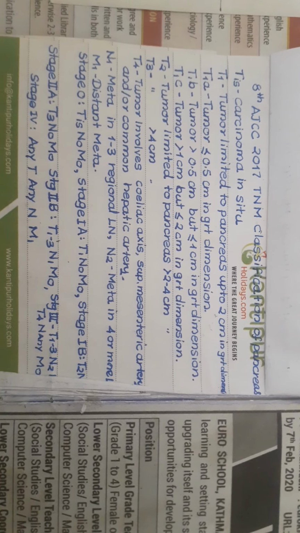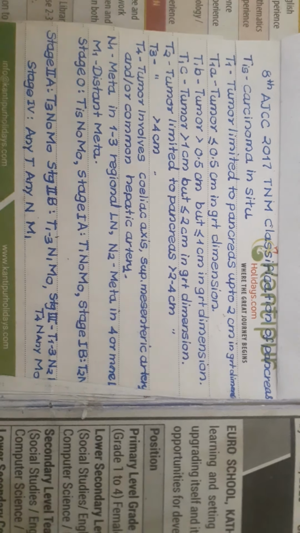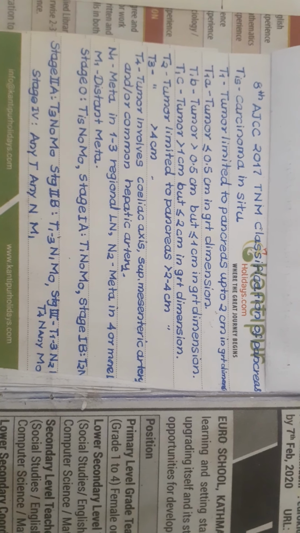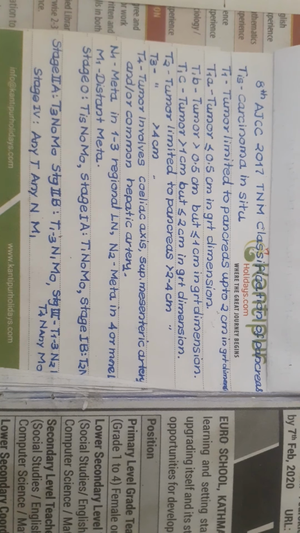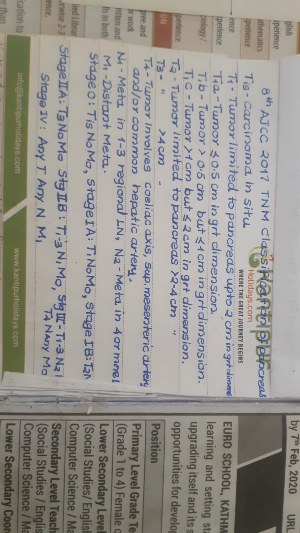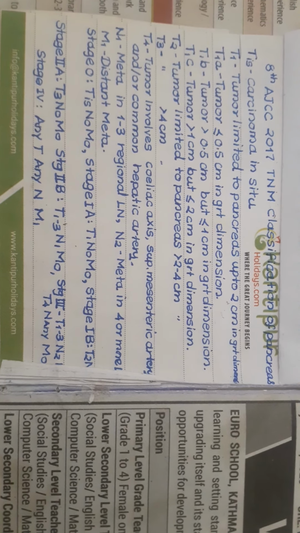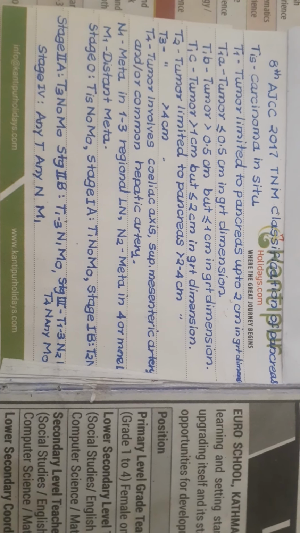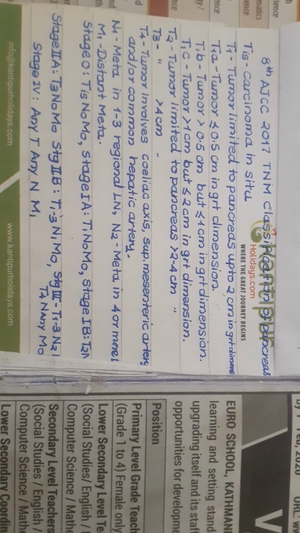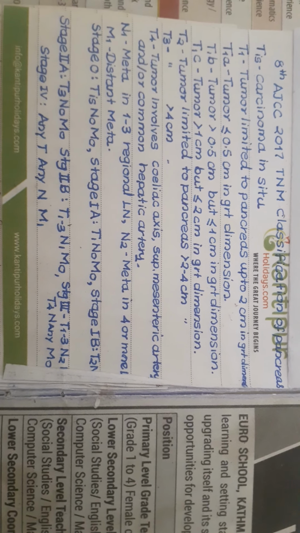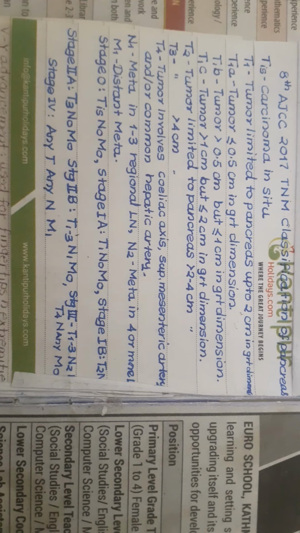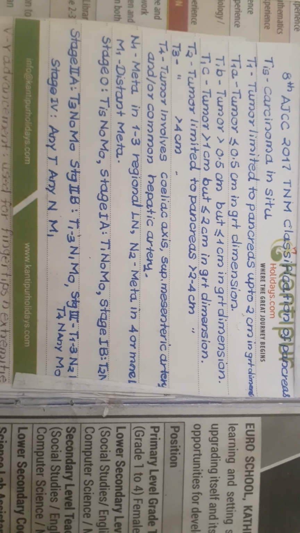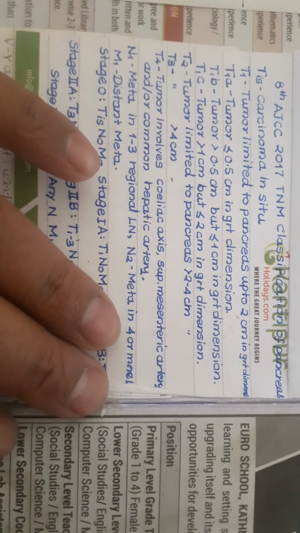T2: tumor limited to pancreas, more than 2 to 4 cm in greatest dimension, and T3: tumor more than 4 cm in greatest dimension. T4: tumor involves celiac axis, superior mesenteric artery and/or common hepatic artery. N1: metastasis in 1 to 3 regional lymph nodes, and N2: metastasis in 4 or more lymph nodes. M1 is distant metastasis.